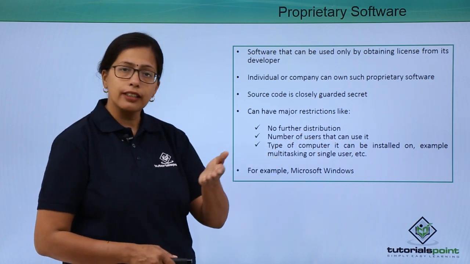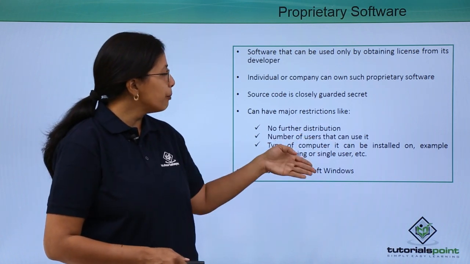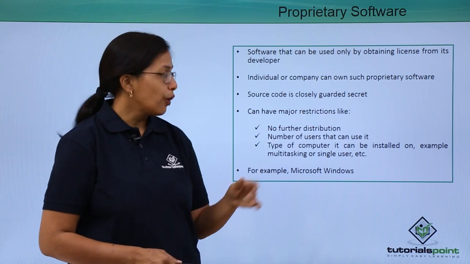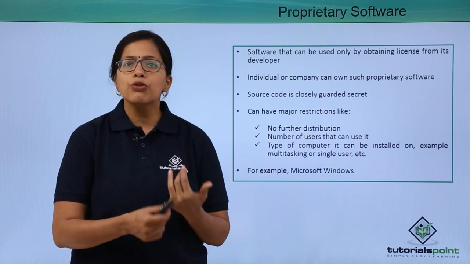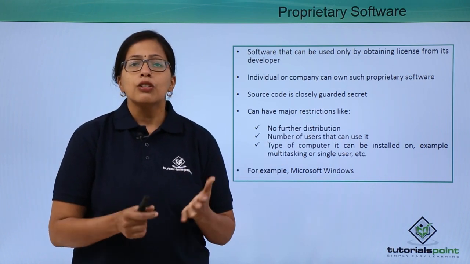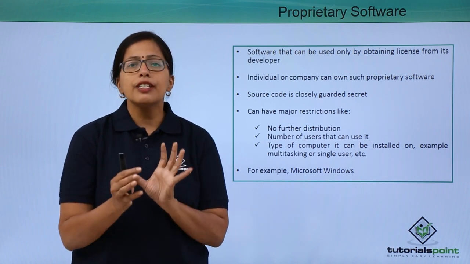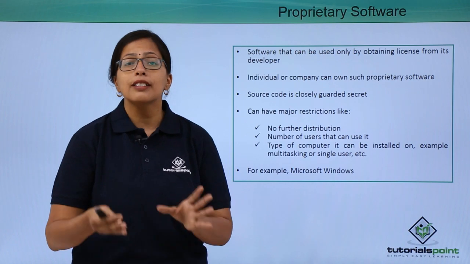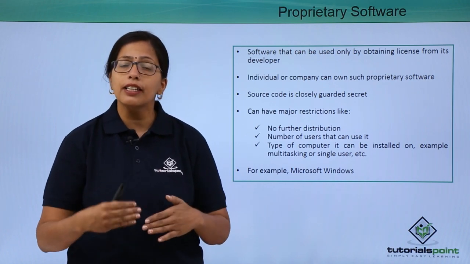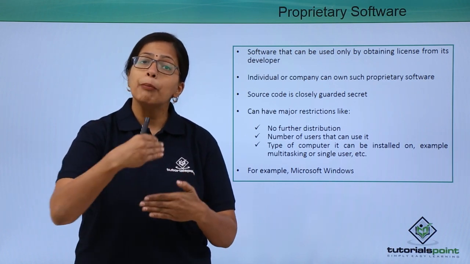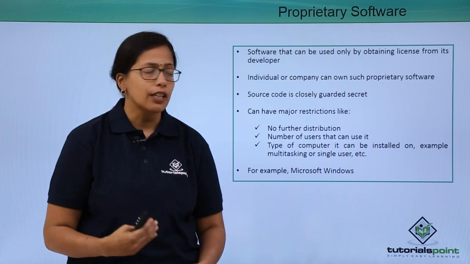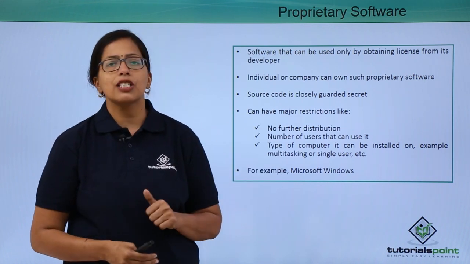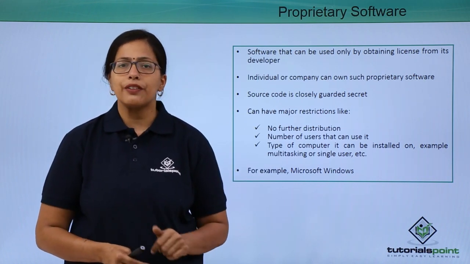Number of users that can use it. Type of computer it can be installed on. For example, single user or multitasking. So if your software is a single user edition, you cannot install it on a system that is multitasking. Multitasking as in many people are using it for multiple jobs simultaneously. So these are some of the major restrictions on a proprietary software.